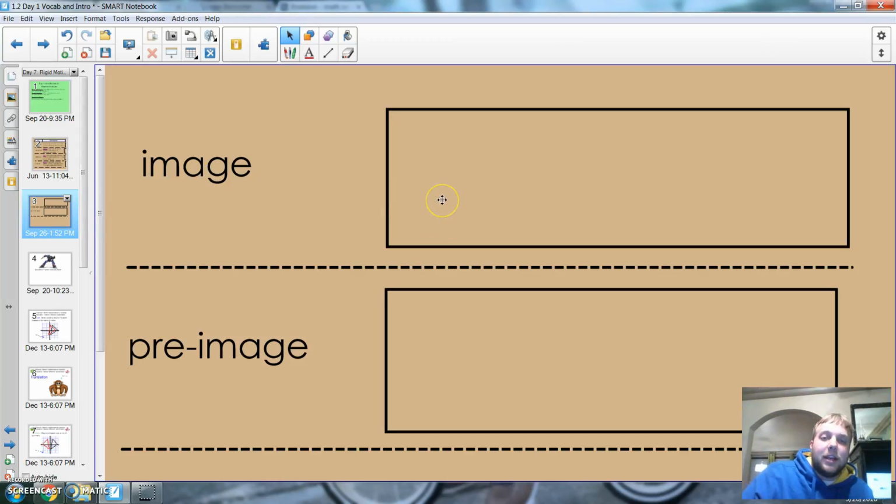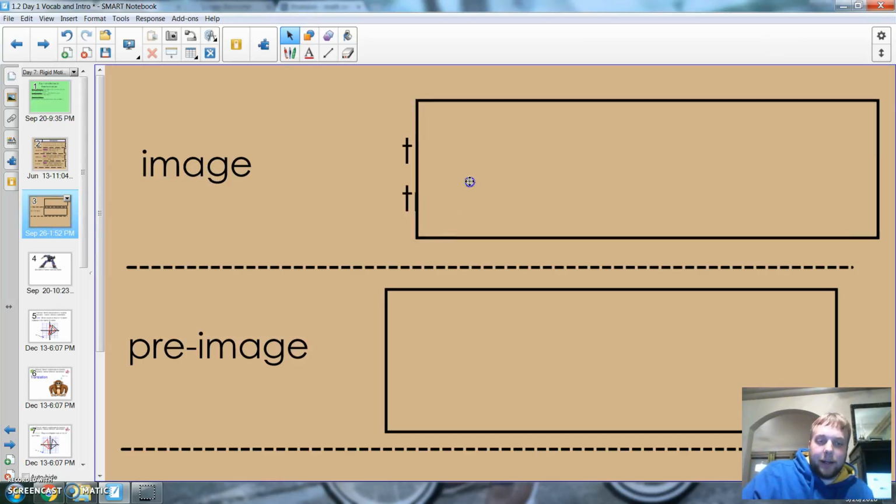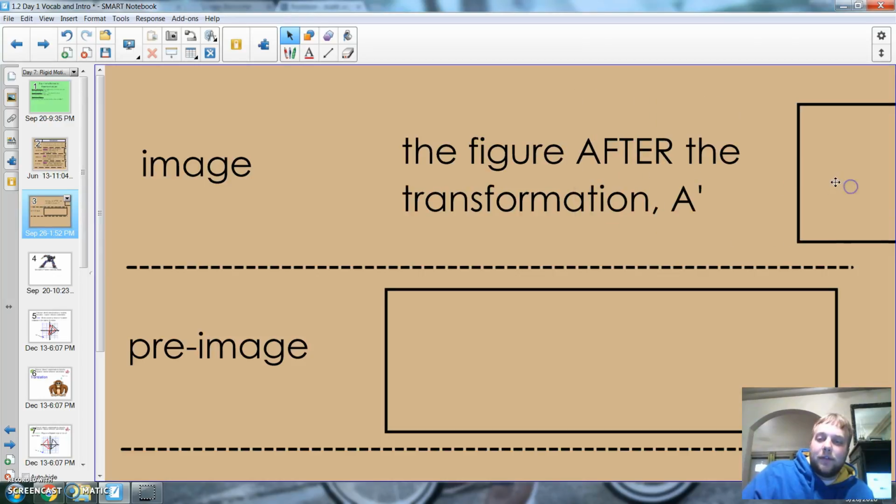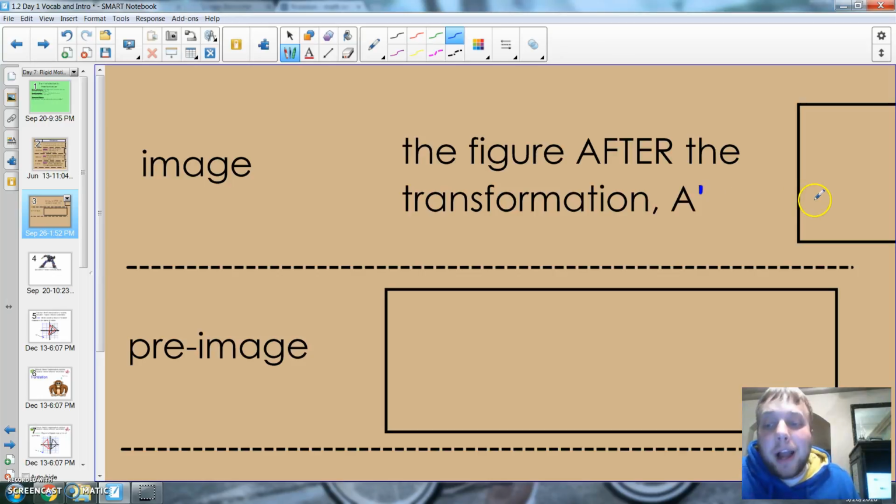All right, next thing we have an image. And an image is a figure after the transformation has happened. We usually call this subprime. And I know you're like, whoa, enough with the transformer analogies. No, that's actually what we call it. This would be A prime. And now I'm getting hungry for prime rib. A prime.